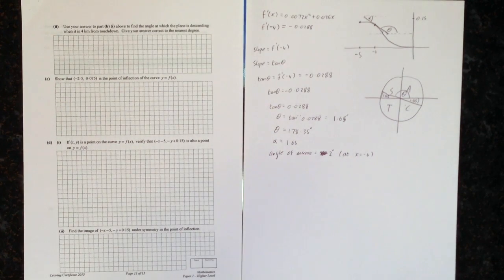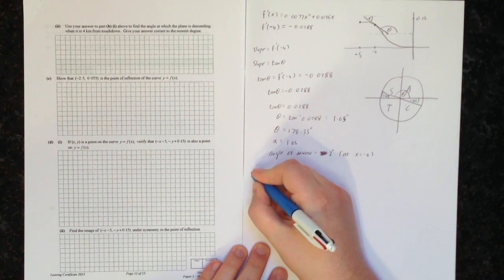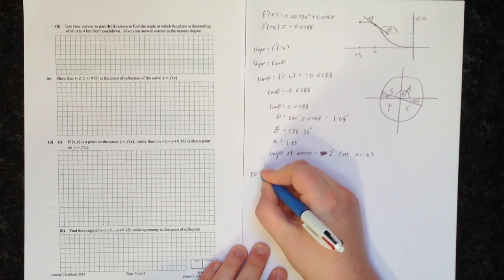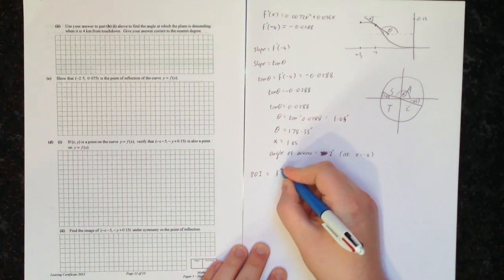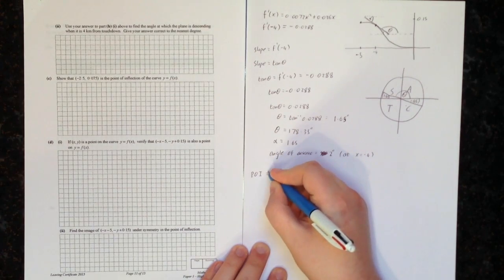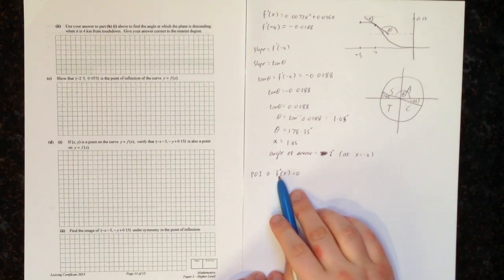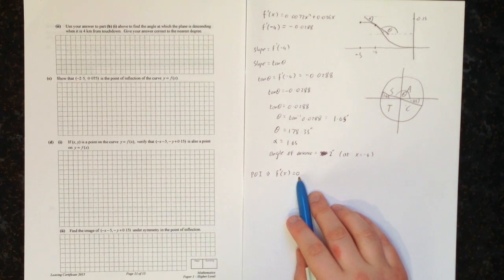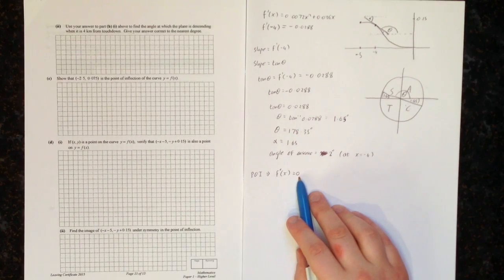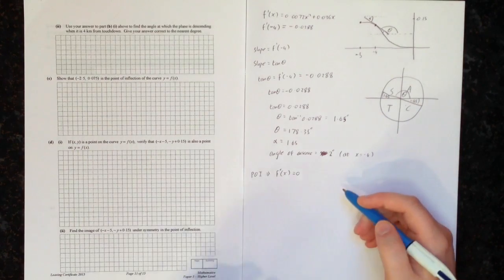Part C. We're asked to show that minus 2.5, 0.075 is the point of inflection of this curve. And we know that at the point of inflection, the second derivative with respect to x will be equal to 0. So to do this, we want to find the second derivative and then set that equal to 0 and solve for x. Then we can use that value of x to find the value for y. And then we should get out this point as a result.